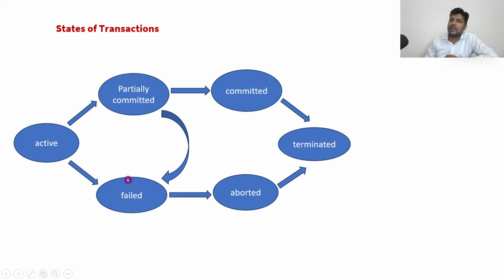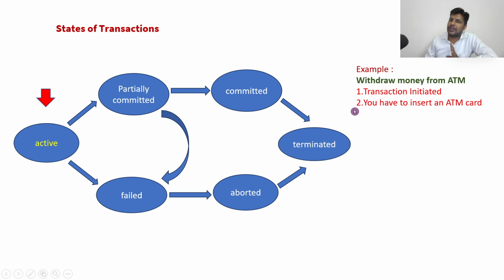Now you can see this diagram, right? I'll explain this diagram step by step. For example, I will take the same example again, withdrawing money from the ATM. So I will keep a card in the ATM. The transaction is initiated, you have inserted a card. So what happened? The account has been activated. Once I insert the card, the account has been activated.